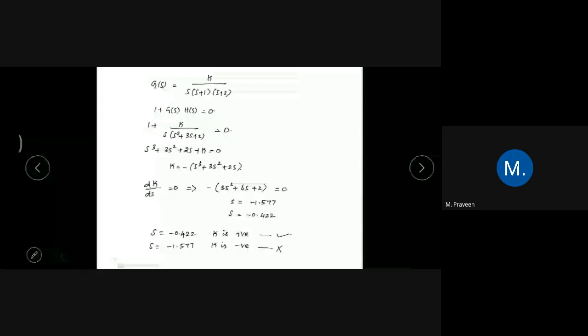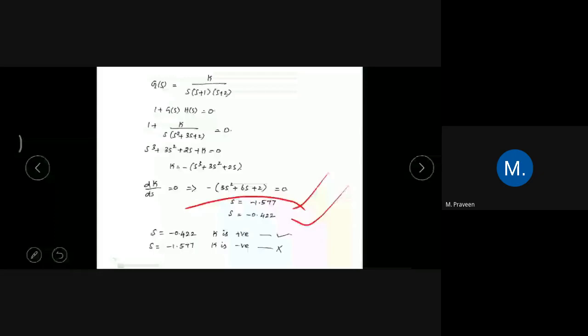So I'm getting K equal to minus of (s cube plus 3s square plus 2s). Differentiate this K with respect to s, equate to 0 and find the values of s. After differentiation, the equation is minus (3s square plus 6s plus 2) equal to 0. Then if I factorize this quadratic, s is equal to minus 0.422 and minus 1.577.